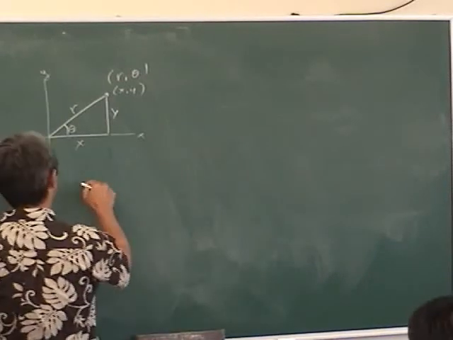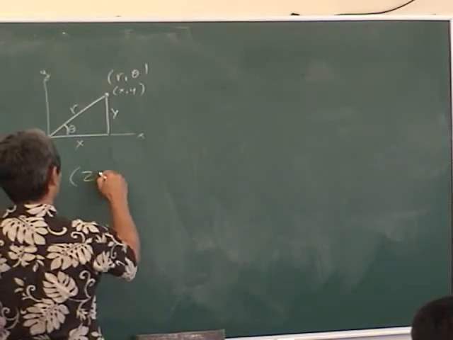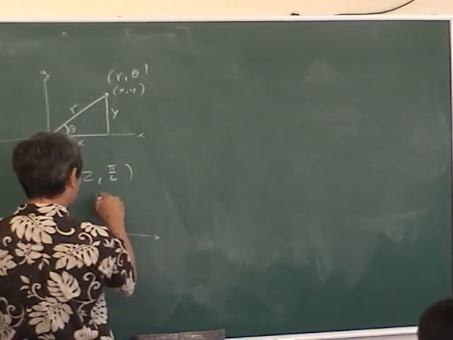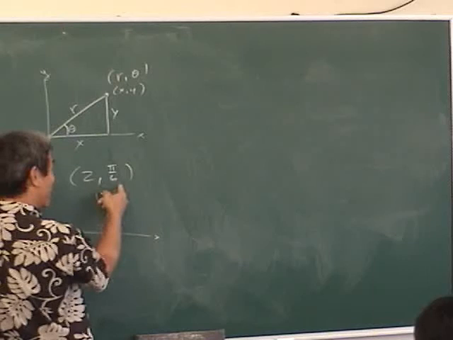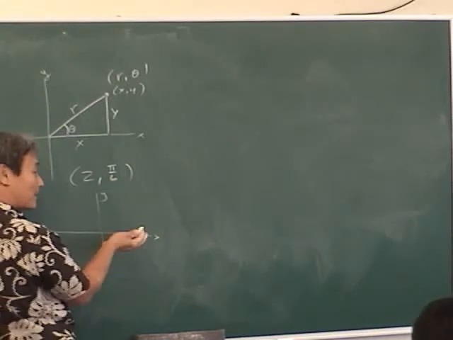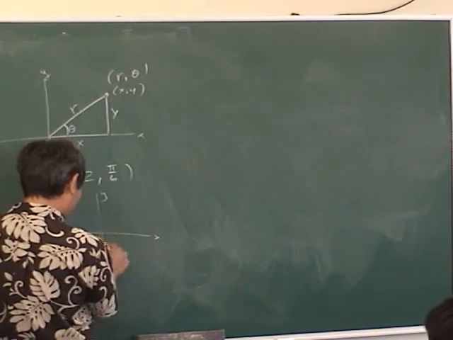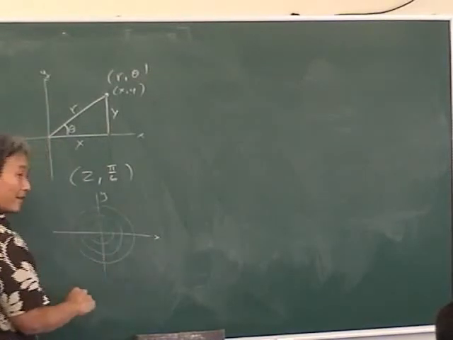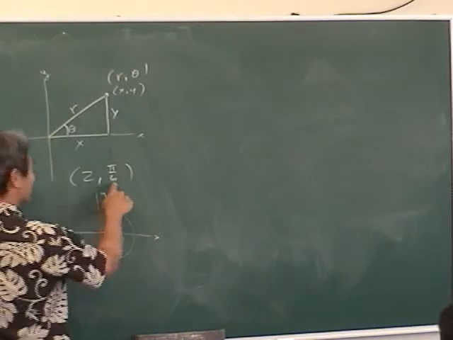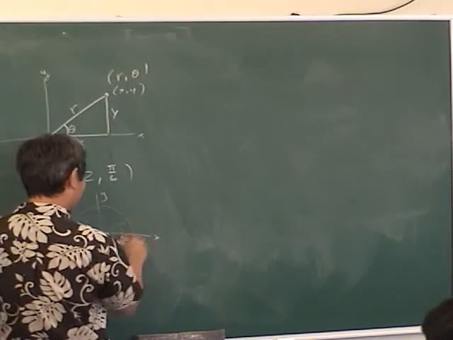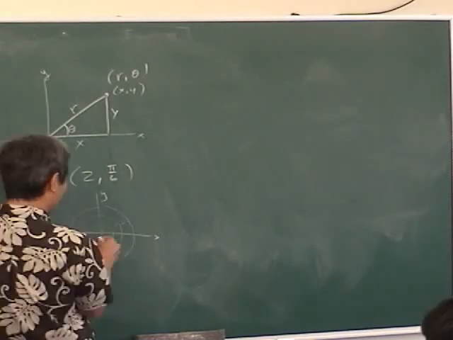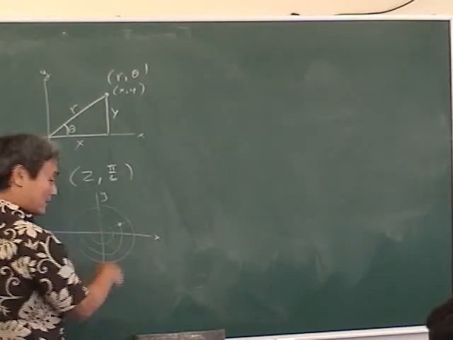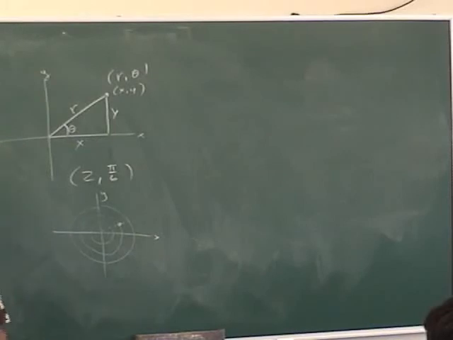For example, how do you plot the point (2, pi/6)? This just means you're 2 units from the origin and you make an angle of pi/6 with the positive x-axis. The reason you have these concentric circles is that it's easy to figure out how far from the origin you go. If you measure off an angle of 30 degrees, that's pi/6, and then you go 2 units from the origin, 1, 2, you're in. That's why polar graph paper is just a bunch of concentric circles.